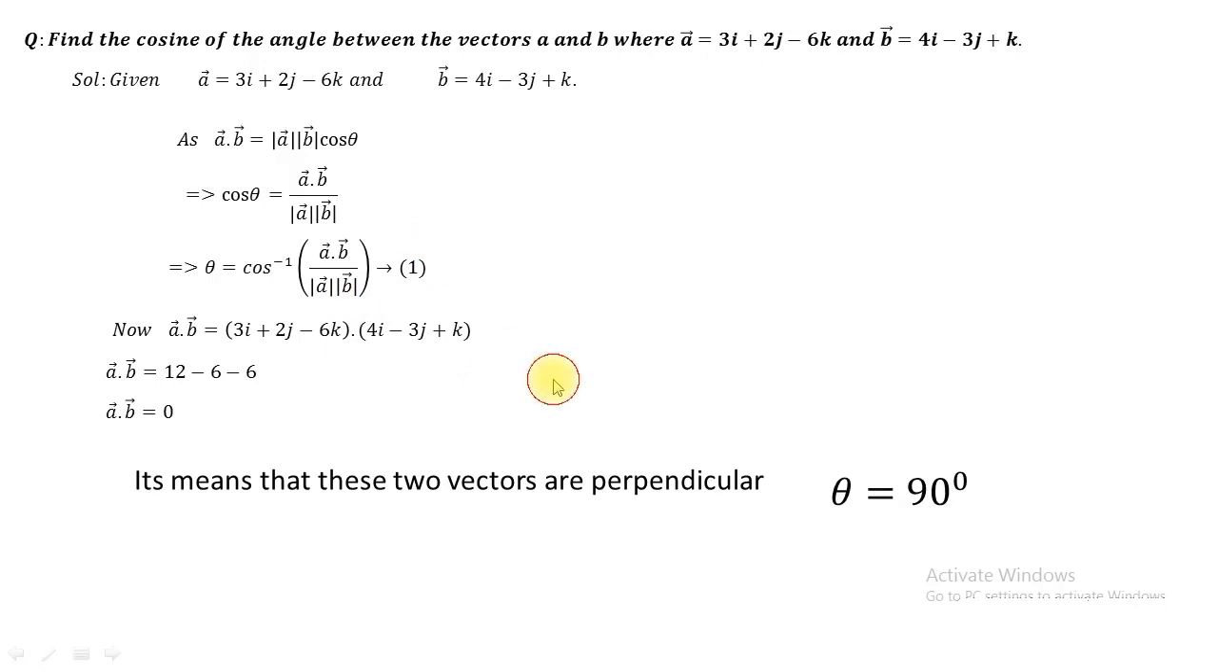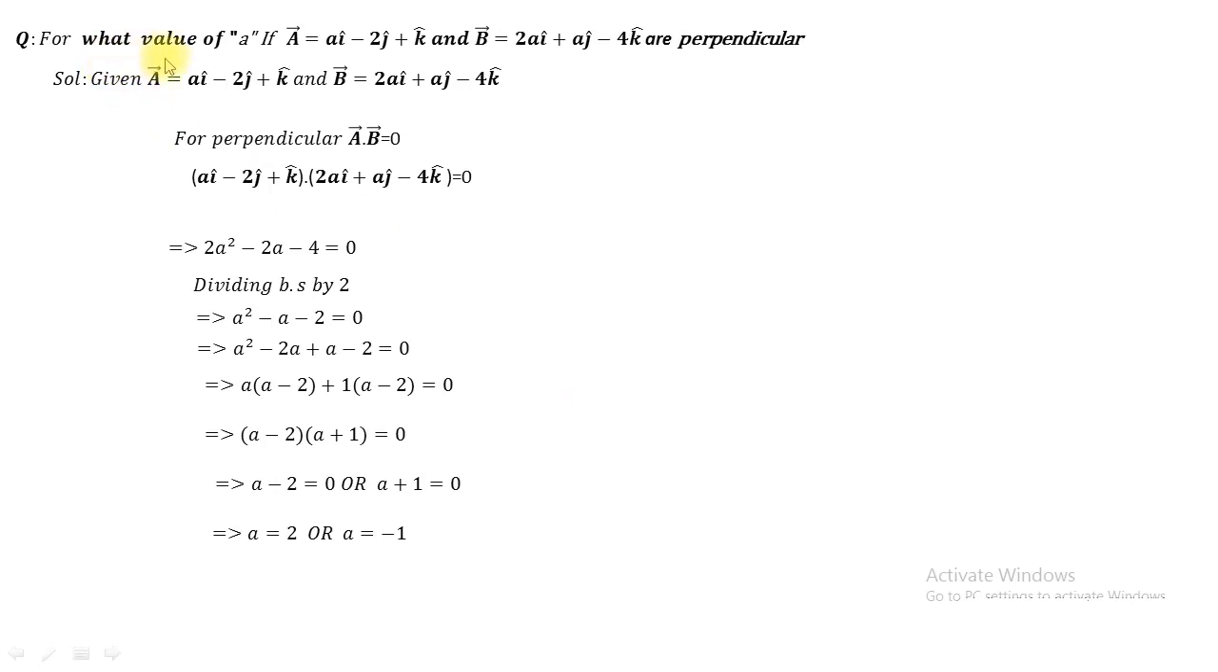Now another problem: for what values of A, where A is the unknown component in vector A and vector B. The vector A is given by A i minus 2j plus k, and vector B is equal to A i plus A j minus 4k. These two vectors are perpendicular, and under this condition we have to find the value of the component A.